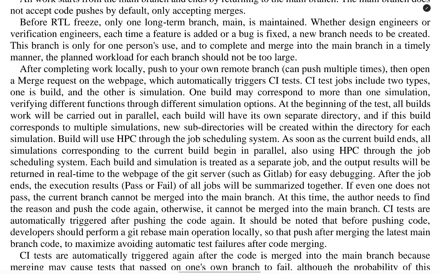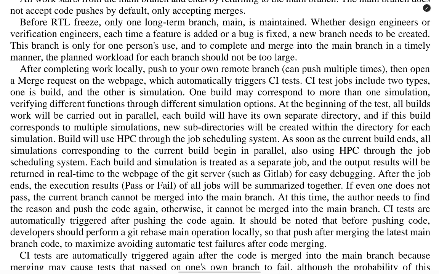After the jobs end, the execution results, pass or fail, of all jobs are summarized together. If even one does not pass, the current branch cannot be merged into the main branch. At this time, the author needs to find the reason and push the code again. Otherwise, it can be merged into the main branch. CI tests are automatically triggered after pushing the code again.